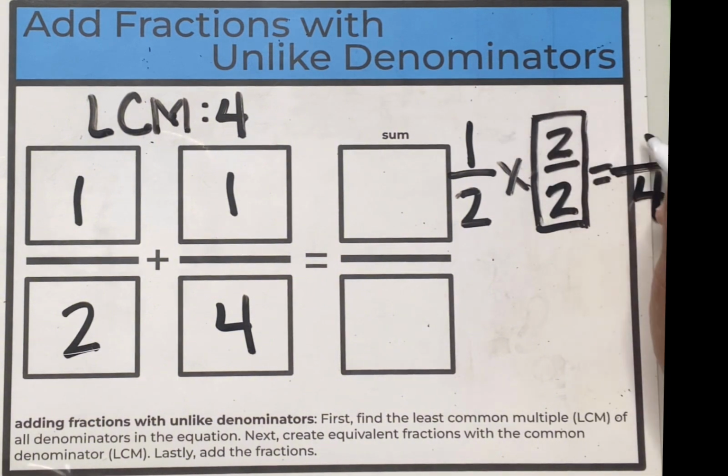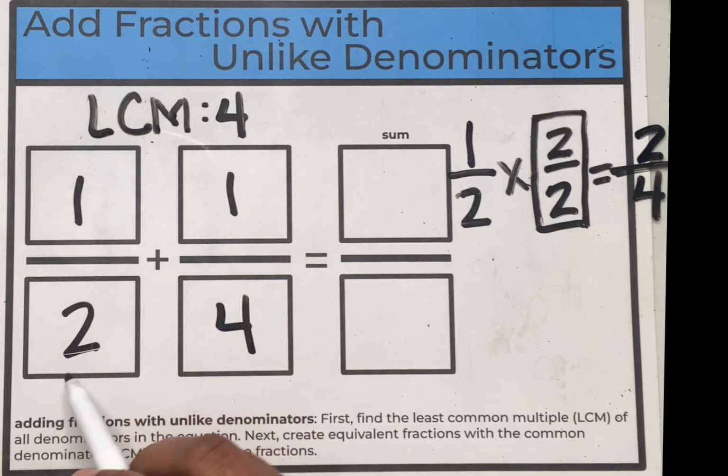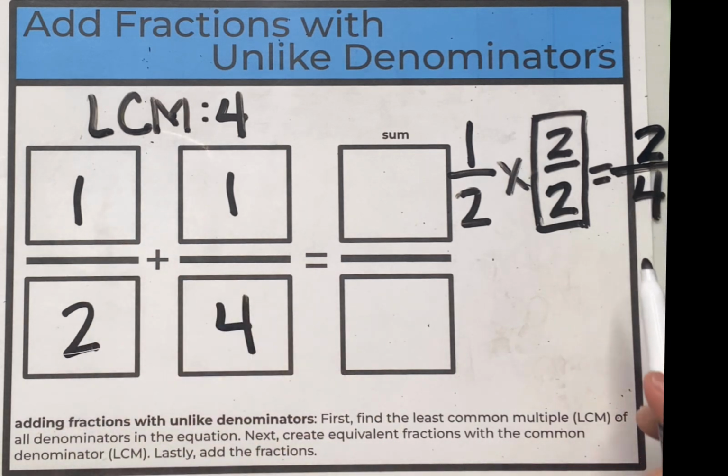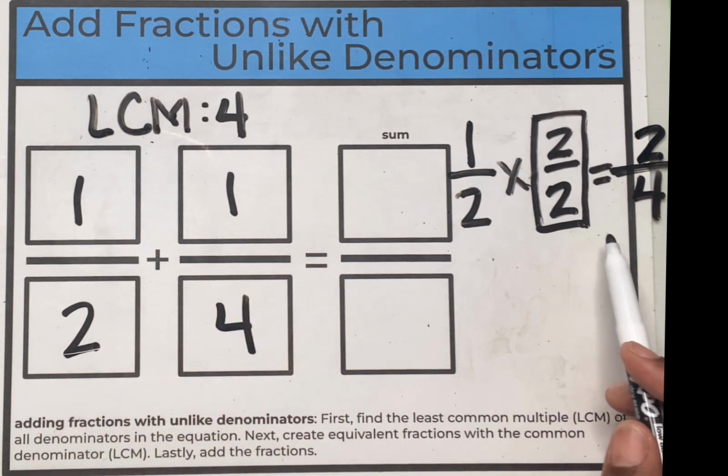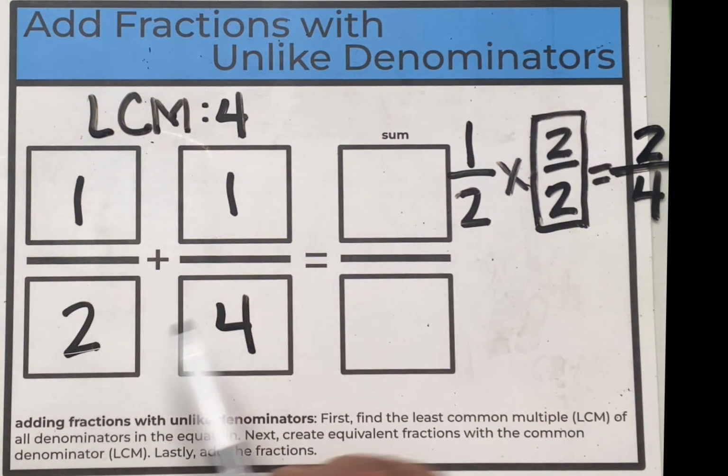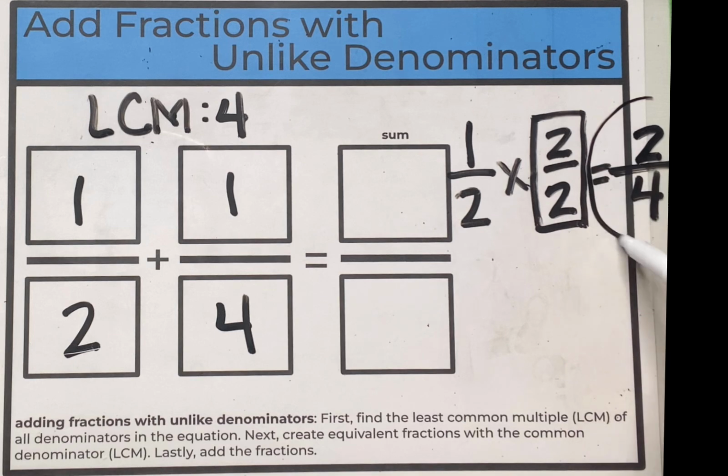1 times 2 is 2. So the equivalent fraction for 1/2 is 2/4. So instead of using 1/2, we're now going to use what? Very good, 2/4. All right, let's do that and solve.